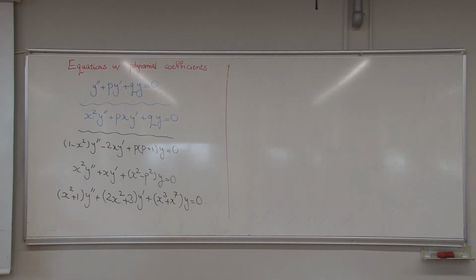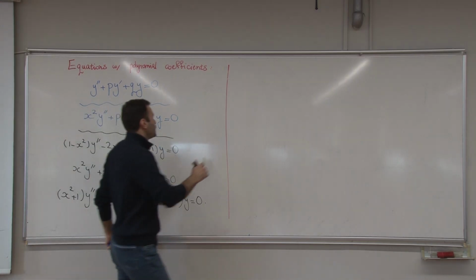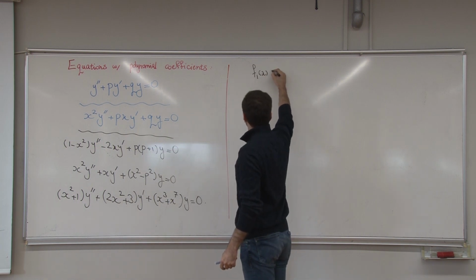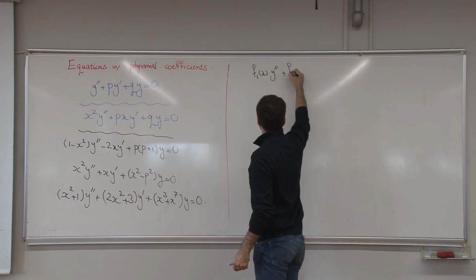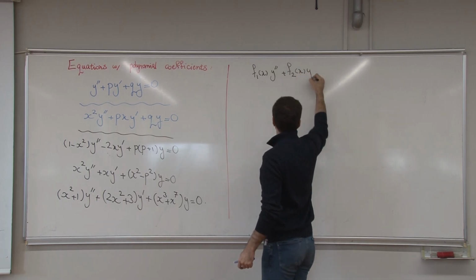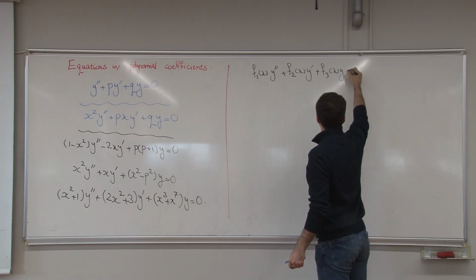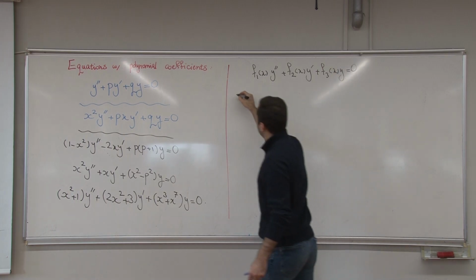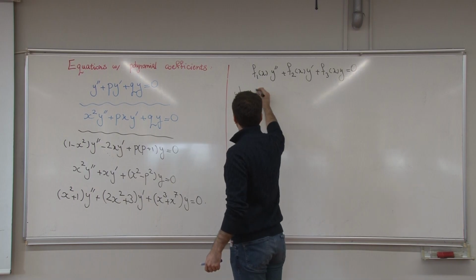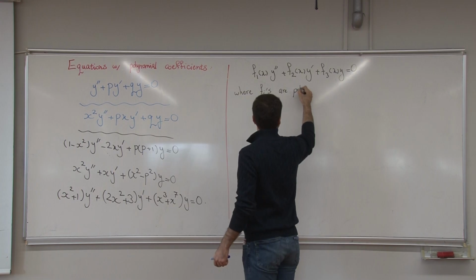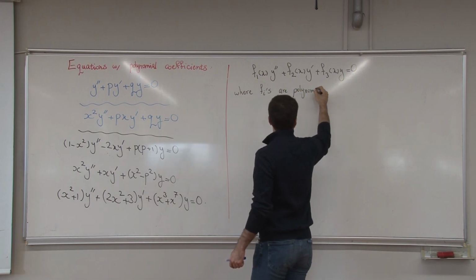Now, our question is this. If I'm having this kind of differential equations, how can I solve them? Which means that if I'm having this f1(x) y double prime plus f2(x) y prime plus f3(x) y equal to 0, where the fi's are polynomials.